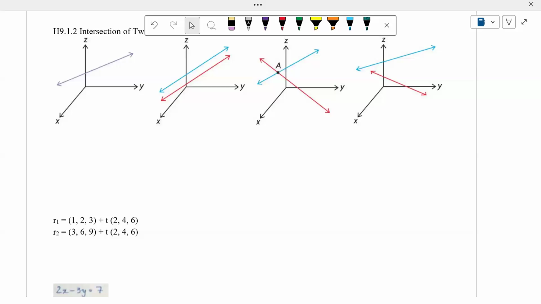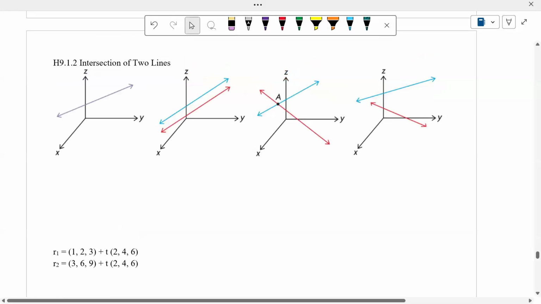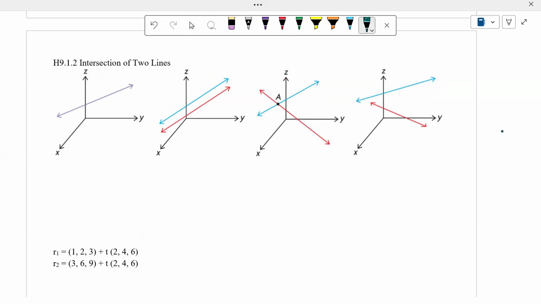Okay, so this part is still part of 9.1, but this is the intersection of two lines. Two lines can be on top of each other, like the first one. They're parallel, but they're coincident. The second one is parallel and distinct. The third one, you have a point of intersection. And the last one, these are skew lines.